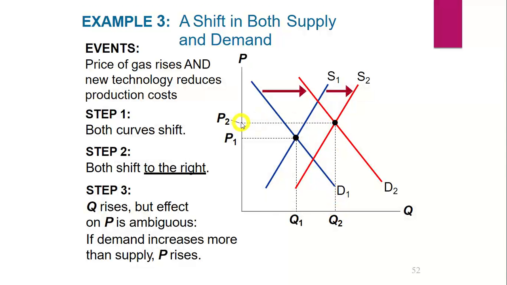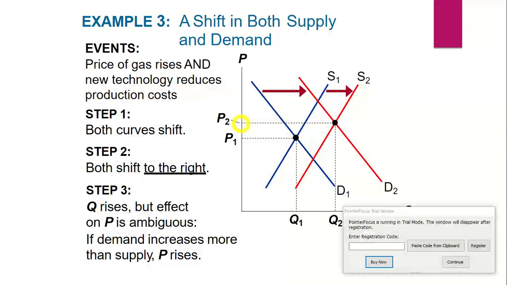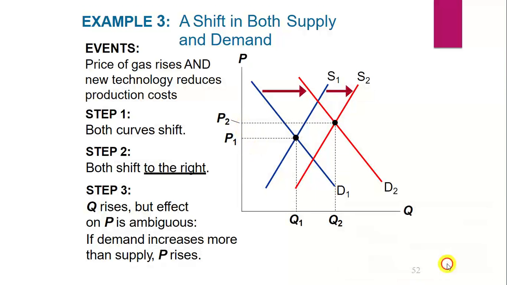What happened here? The quantity rises. There are more cars being produced and demand for those cars increased as well. The effect on price is ambiguous because it's a simultaneous change. We don't know completely what is going to happen to price here. Here we see that price went up from P1 to P2. That is because we see a gap here that the demand increased more than supply.